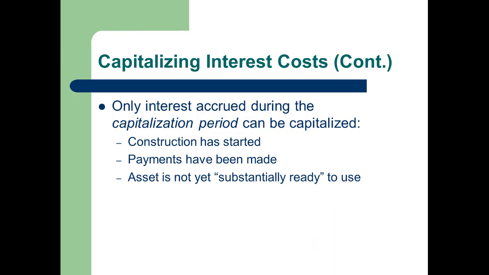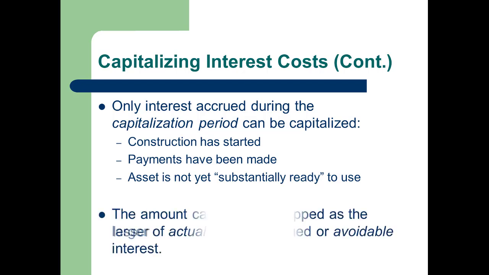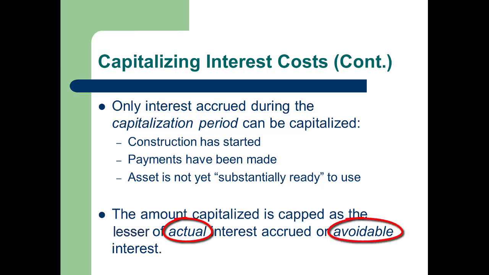So we're feeling pretty good about this now because we've met FASB's requirements. We're in the construction period. We've made payments, so we're in that capitalization period. We have a qualifying asset because we're building it or it's being built for us. And then FASB threw one last requirement on us. They said you could only capitalize the lesser of actual interest accrued or avoidable interest.